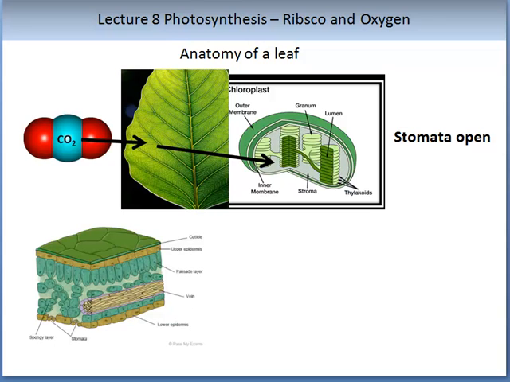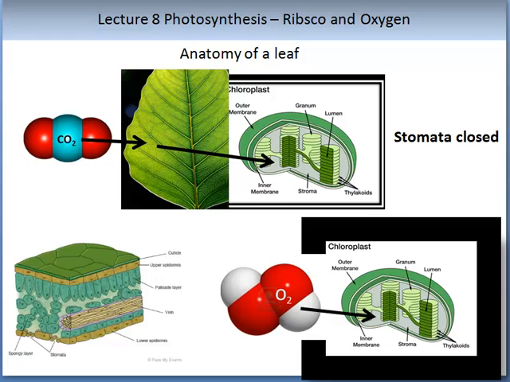But what happens when the stomata are closed? When the stomata are closed, no more new carbon dioxide can enter the stroma. Not only does carbon dioxide occur in the stroma, but also oxygen can diffuse from the atmosphere and is commonly found in the stroma.